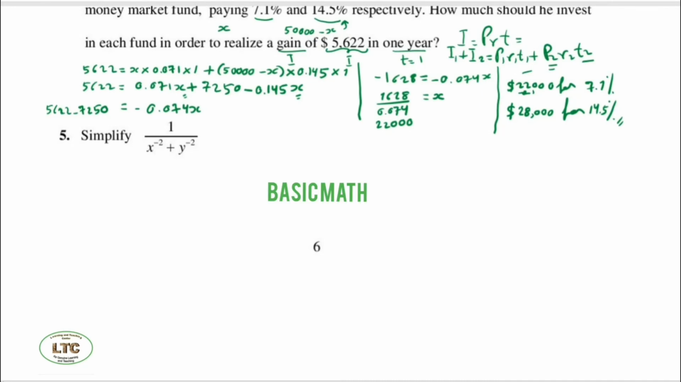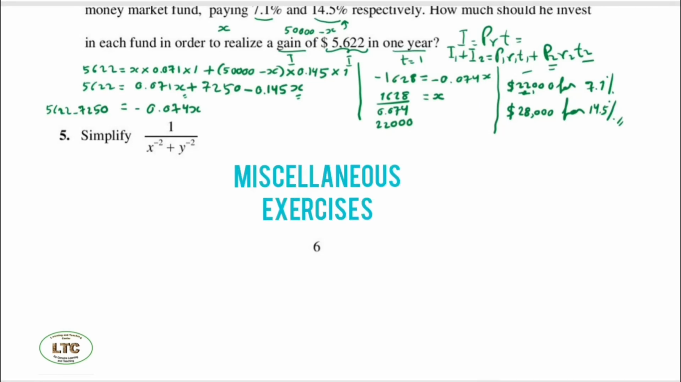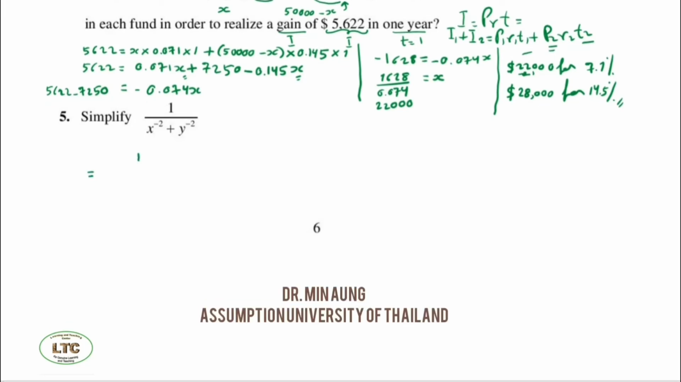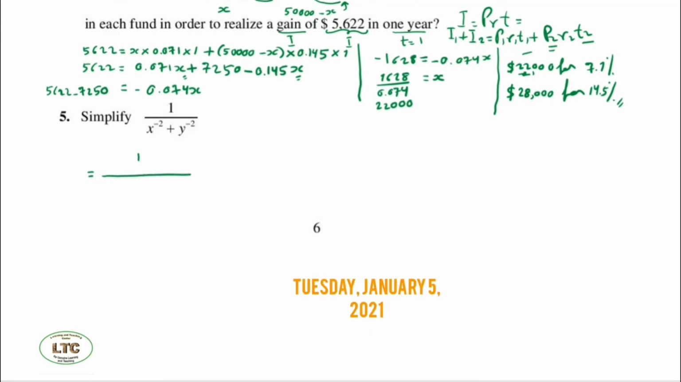5. You have to simplify this. So let's try first. Changing negative to positive exponents. X to the power negative 2 is by definition 1 over x squared. Y to the power negative 2 is equal to 1 over y squared. Now you have to add here, after that divide, right? So add first.